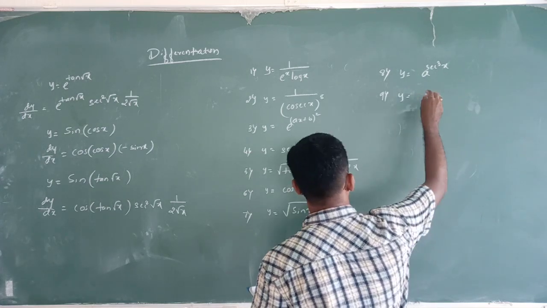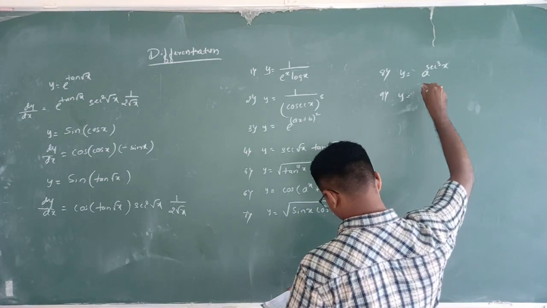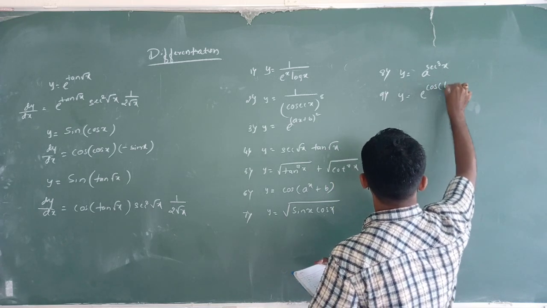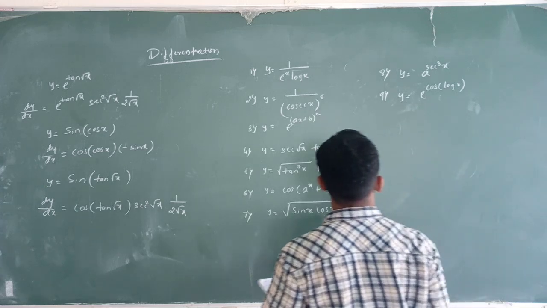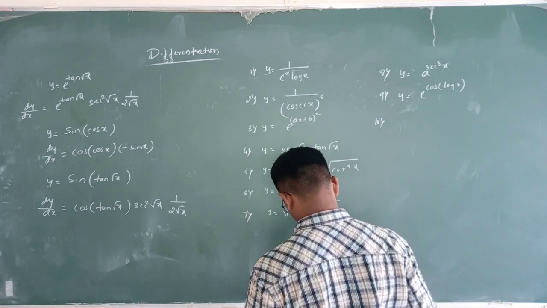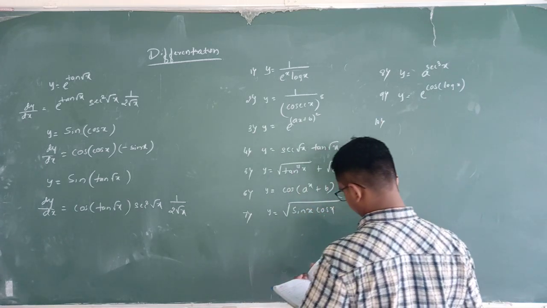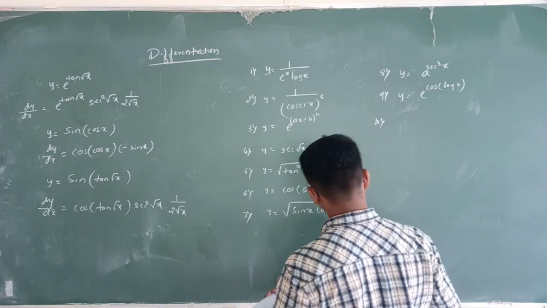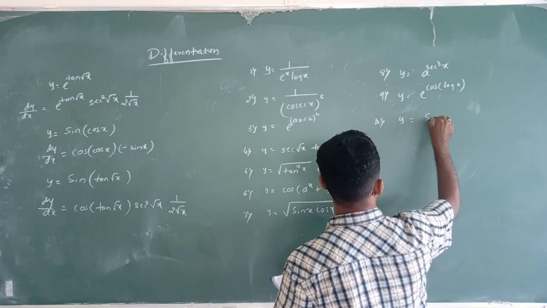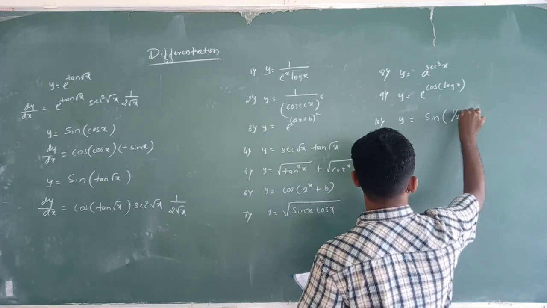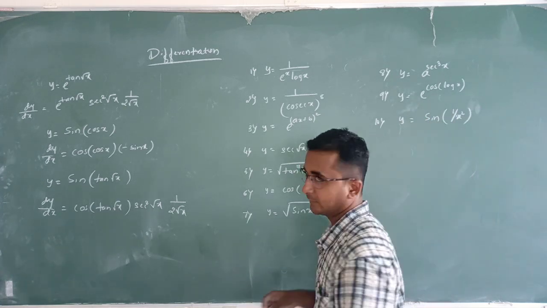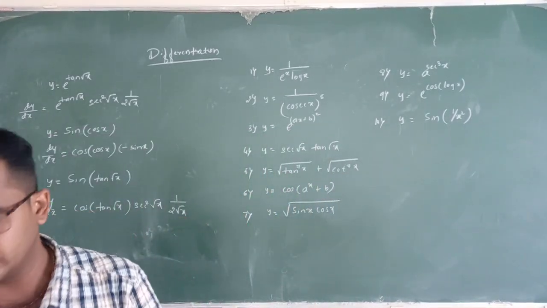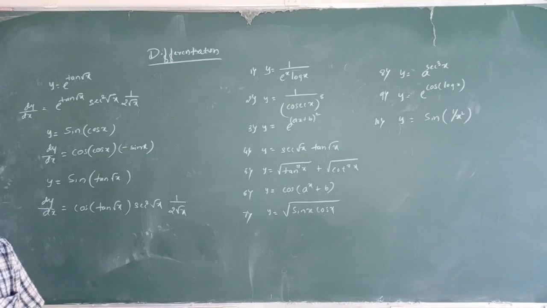Y equal to e raised to... If you do not get your answer for this one, 1 divided by x square, I will solve this one, that is the 10th one. Okay, in the next class I will solve that one and I will continue this.